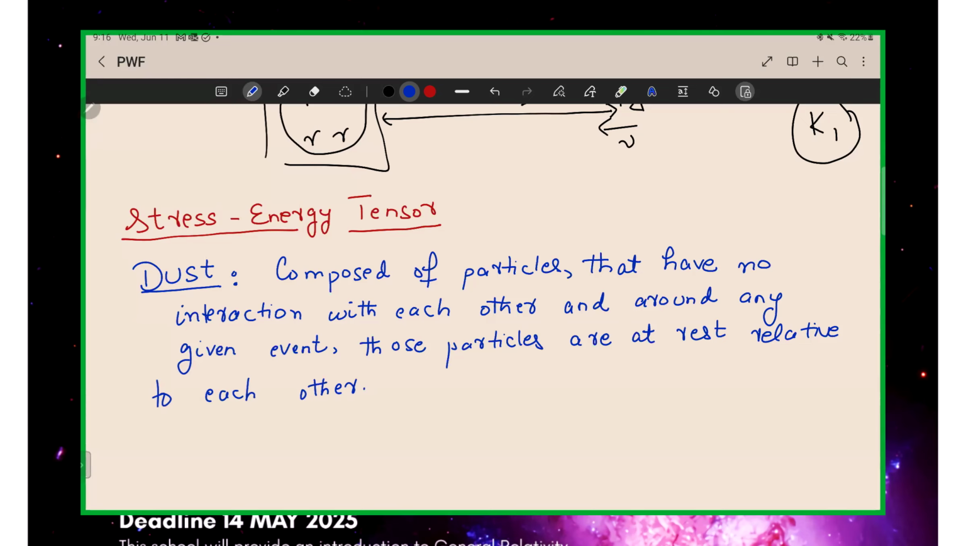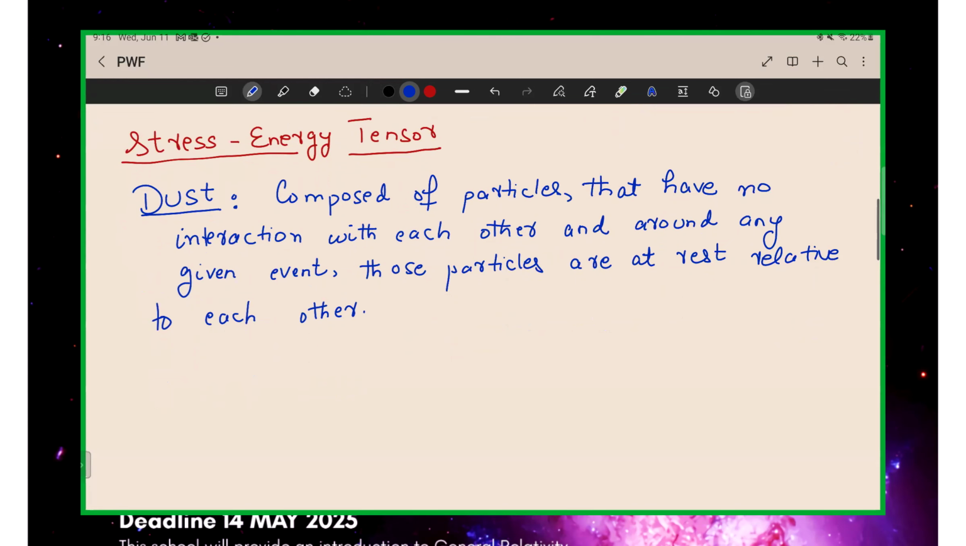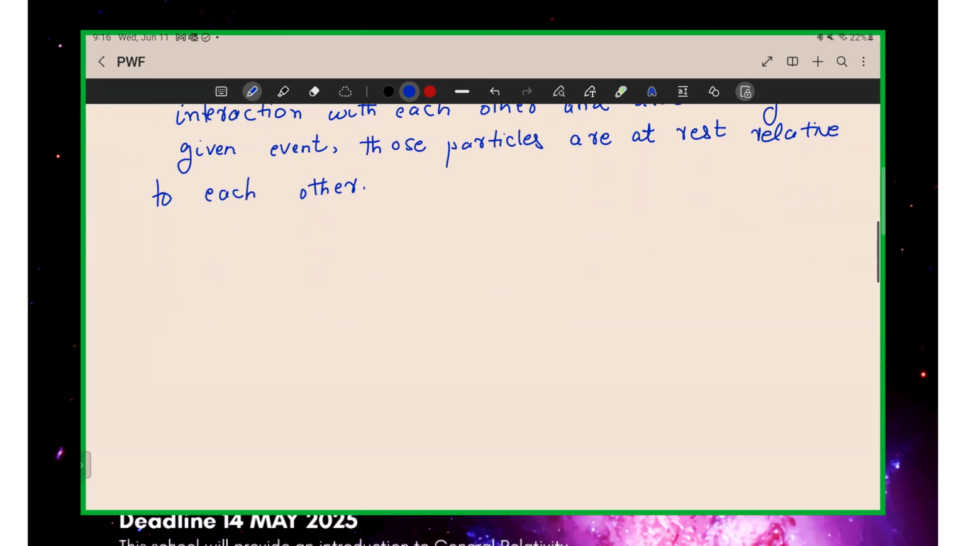I mean, dust is a word that we use in our daily lives, but the meaning that we have in our daily lives is not the meaning that we are using here, right? So it's a very technical term that you need to have particles that don't move relative to each other around any given event, and they don't have any interactions, right? So it's a very simple object if you try to think about it. Now, how do you calculate the energy density of this object called dust? Well, it's actually pretty simple.